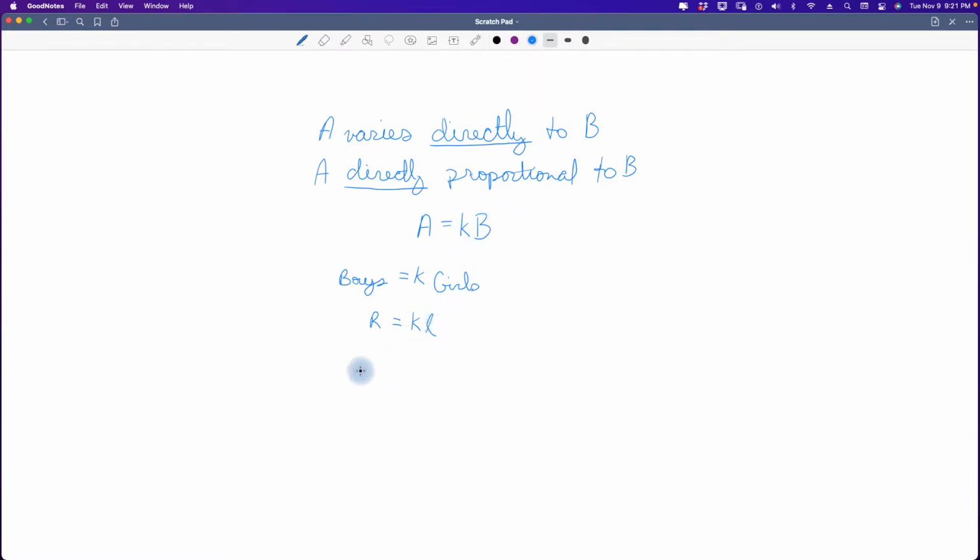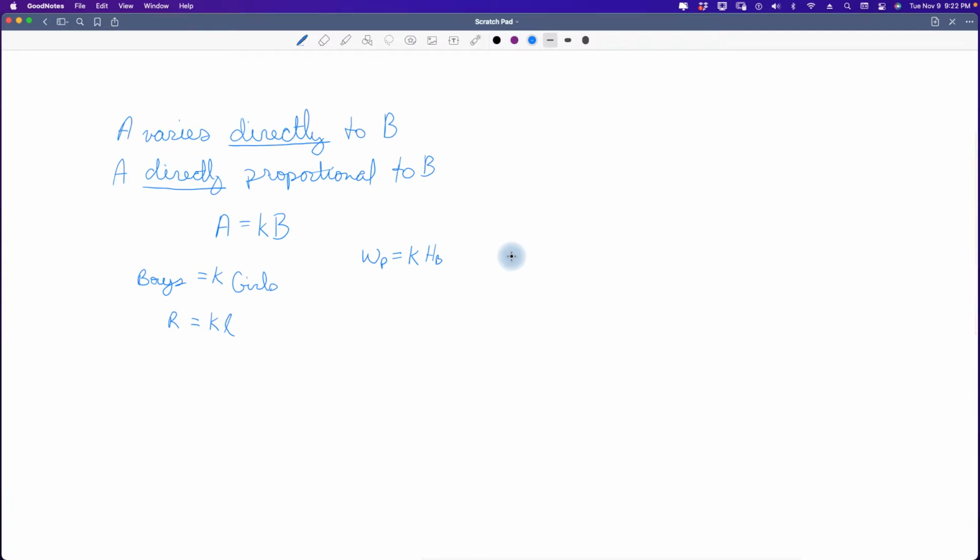We have another one. The water produced varied directly, so we put in our ratio, as the amount of hydrogen burned. So you could see how to put together a formula that uses directly proportional. So we look for the word directly first.